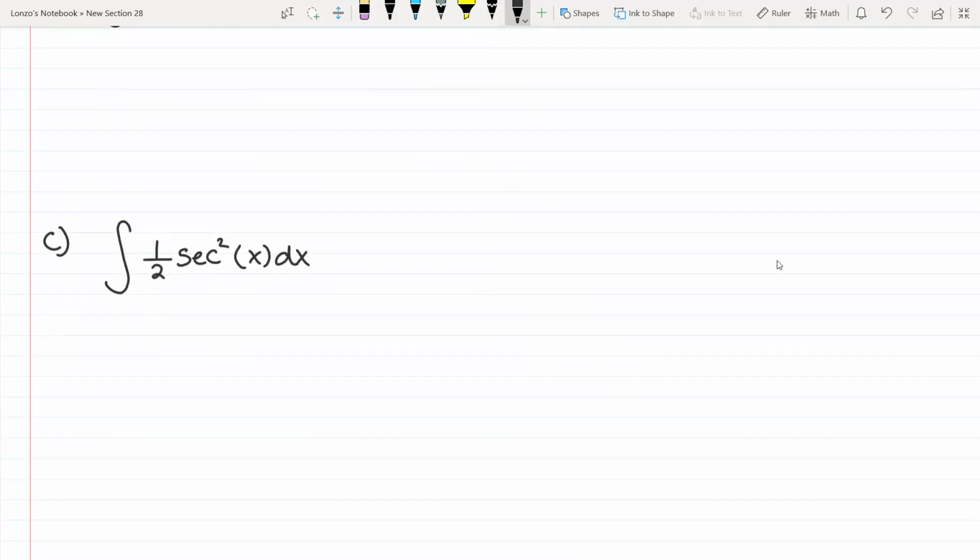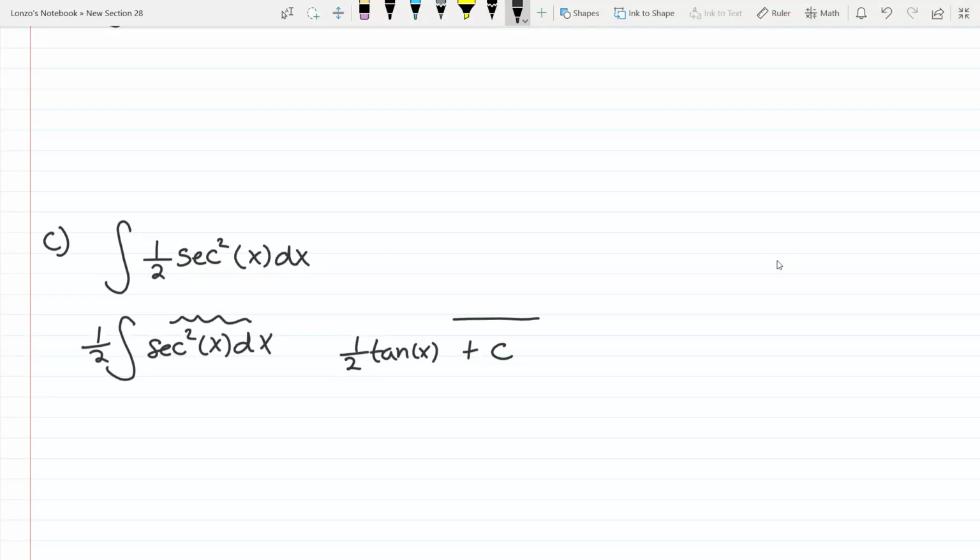Okay. The integration of 1/2 secant squared x dx. 1/2 is a constant, so that's the first thing I would do, factor out that constant. Now, what is the integration of secant squared x dx? It's not u substitution, it's just part of your rules. The integration of secant squared x is positive tan x. Then we still have to multiply by 1/2 because we factored out that 1/2, and then plus c.